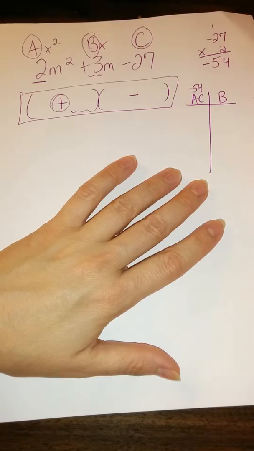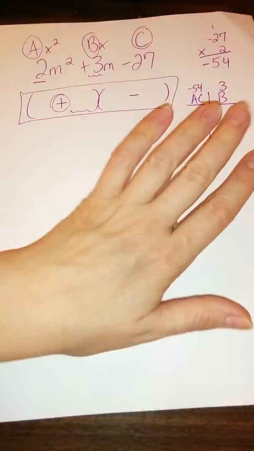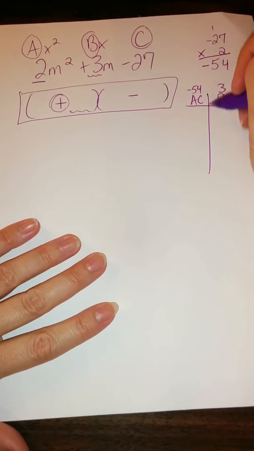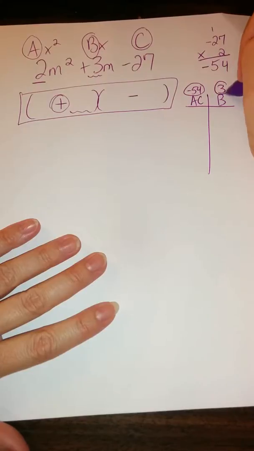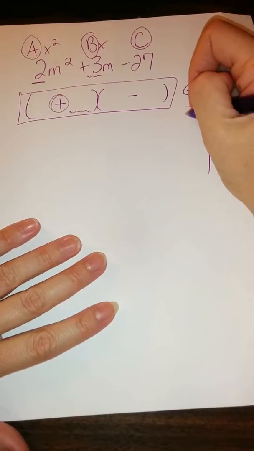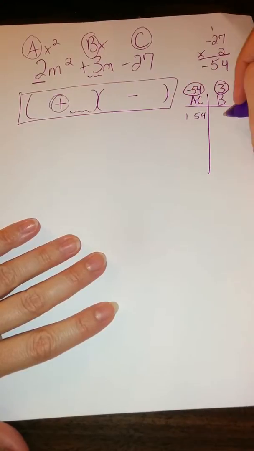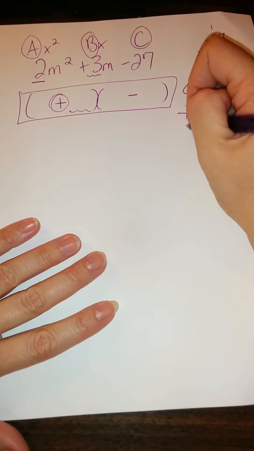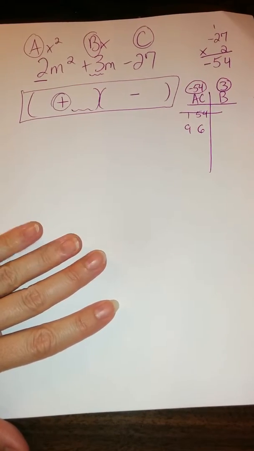I'm looking at negative 54 here on the a times c, and my middle term is 3. So here's what I'm looking for. I'm looking for factors that when I multiply give me negative 54, and when I add give me 3. So looking at that one, of course I could do 1 and 54, that would work to multiply and get 54, but if I added, would that give me 3? No, so it's not this one. Let's look at how about 9 and 6. If I multiply 9 times 6, would I get 54?